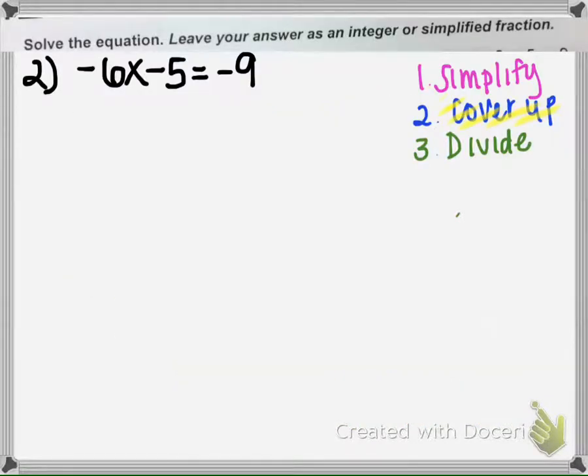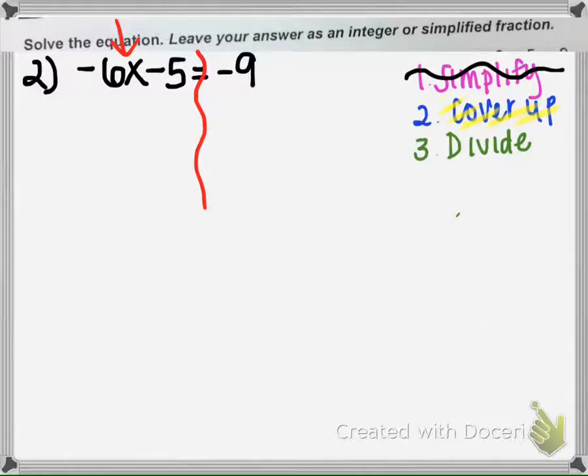So solve the equation. First thing, we're going to see if we can simplify. If I look at the left side of this equation here, I cannot combine negative 6x minus 5, because one has an x and one does not have an x. So we can't simplify on the left, and there's nothing to simplify on the right. There's just a negative 9. So step 1, we're going to go ahead and skip. We don't need to do it.